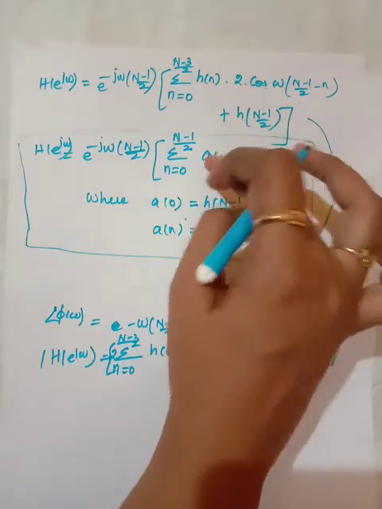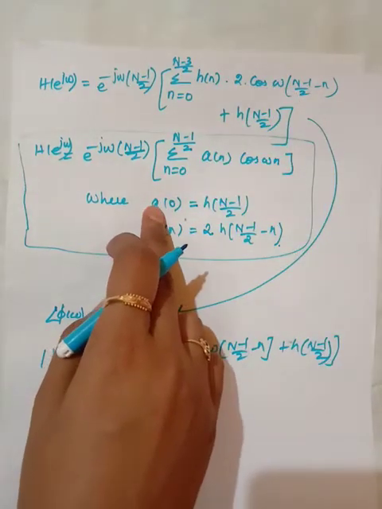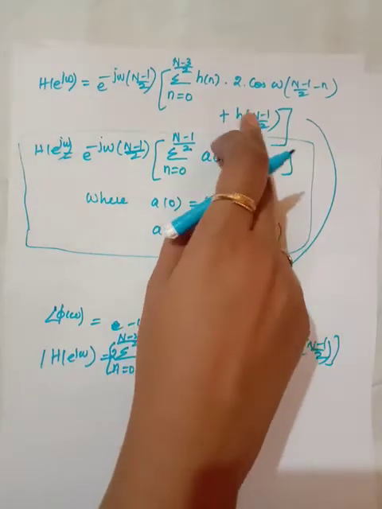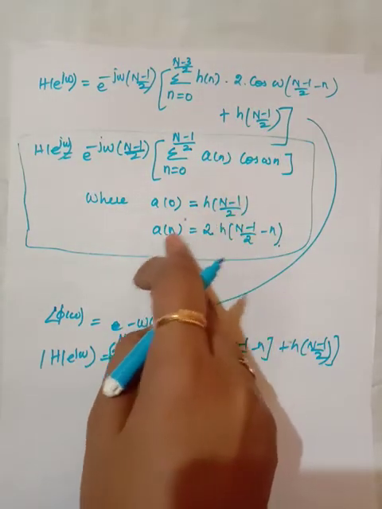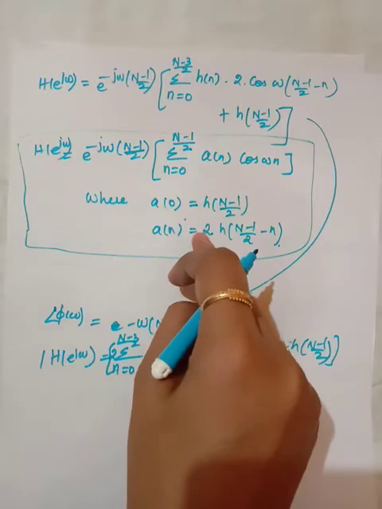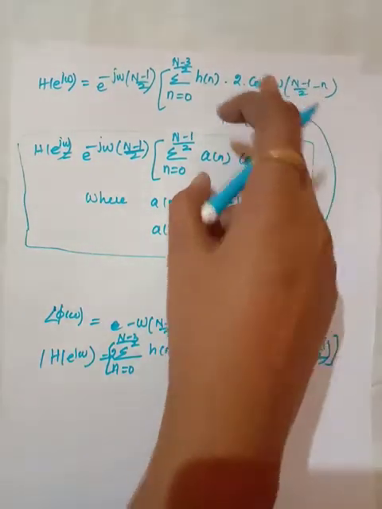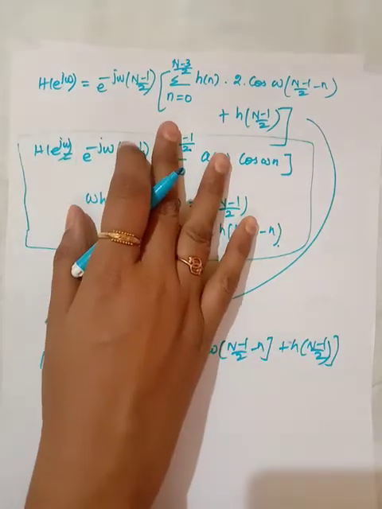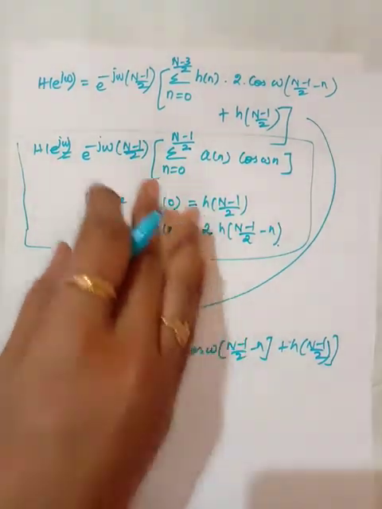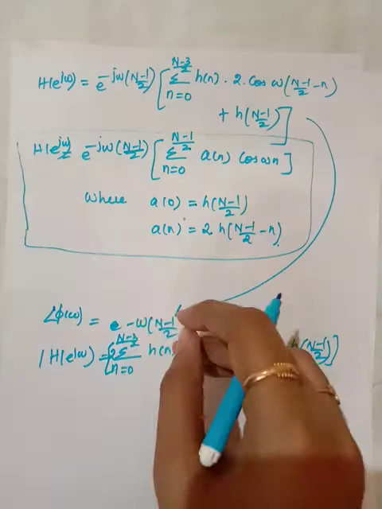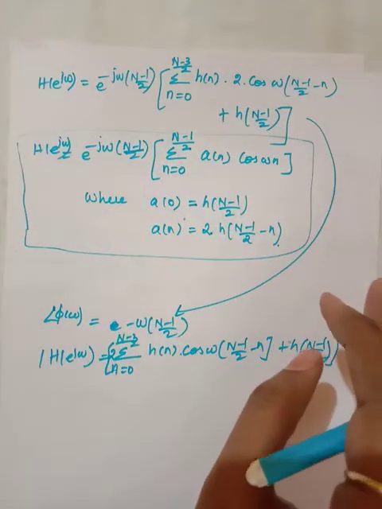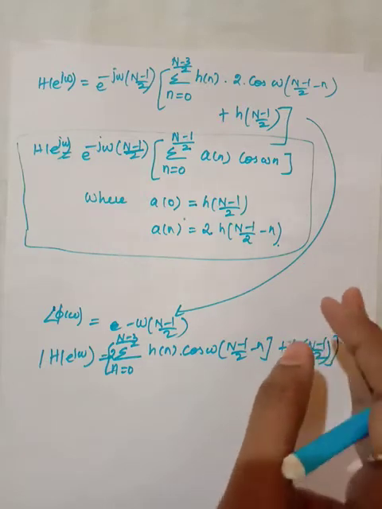Now where a of 0, when n is equal to 0, is nothing but h of n minus 1 by 2. You will get this value. And for a of n, you will get 2h of n minus 1 by 2 minus n. So don't get confused with this. Up to this it is enough. So this is a new format to represent this equation. That's what we have for the symmetric impulse response when n is odd.